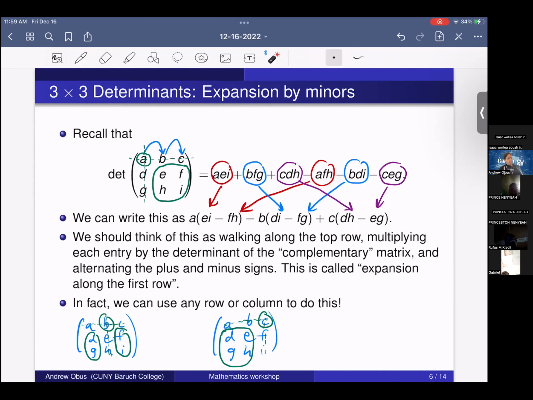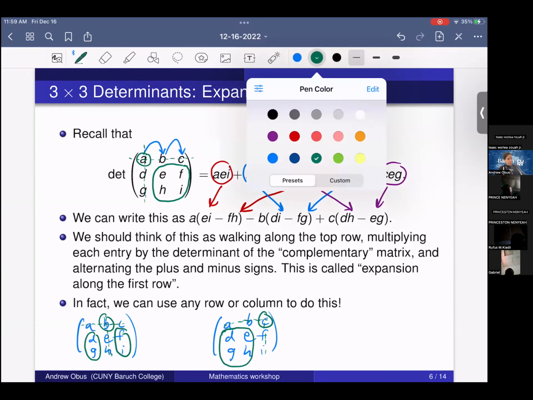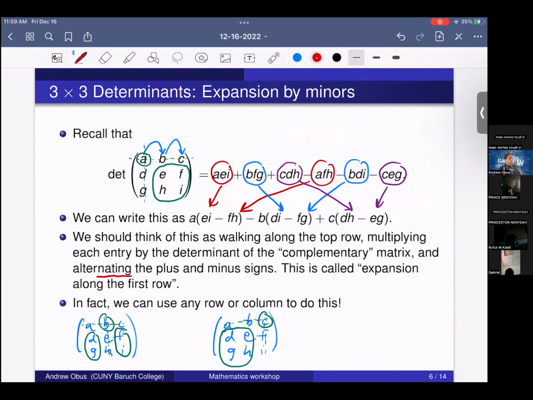You walk along the top row, and in each case, you multiply the entry by the determinant of the complementary matrix. But what you have to also do is this thing that people often forget to do. You have to alternate the plus and the minus signs. So what we see here is the first term is positive, and then the second term is negative, and then the third term is positive again. So we're doing A times the determinant minus B times the determinant, and then plus C times the determinant again.